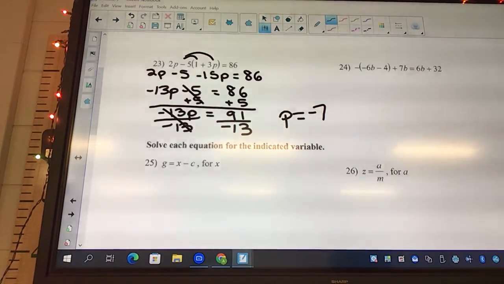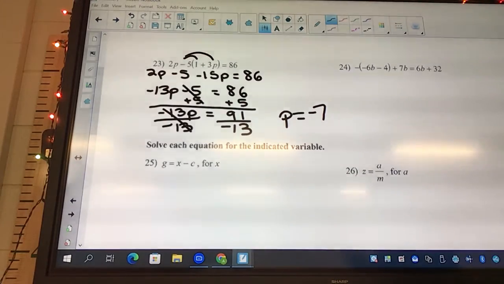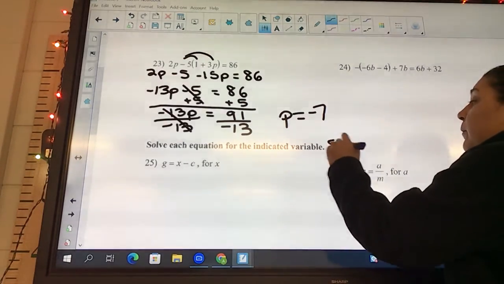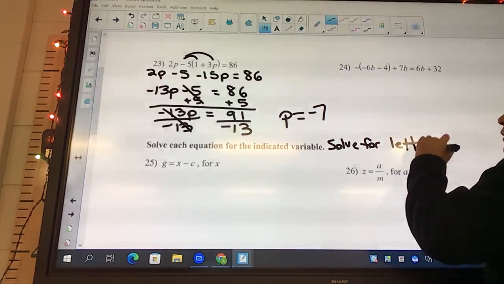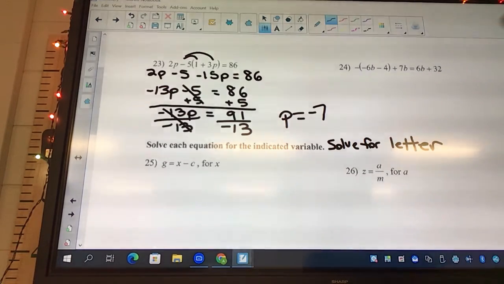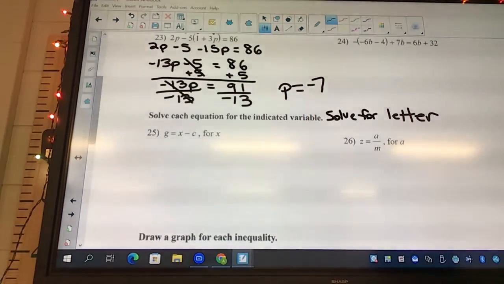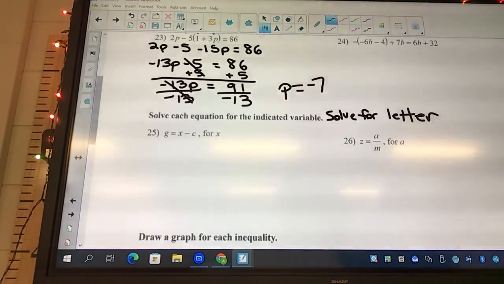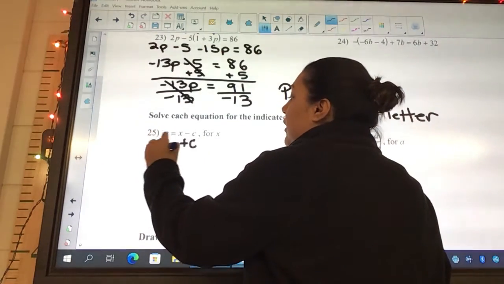Okay, the next section on here says solve for each indicated variable. So we need to solve for whatever letter it tells us. If we look at 25, what letter is it telling us to solve for? X. Okay, so what is on X's side that needs moved? C. So how do I move a minus C? Plus C. So we're going to say plus C. If we do it to one side, we got to do it to the other side.